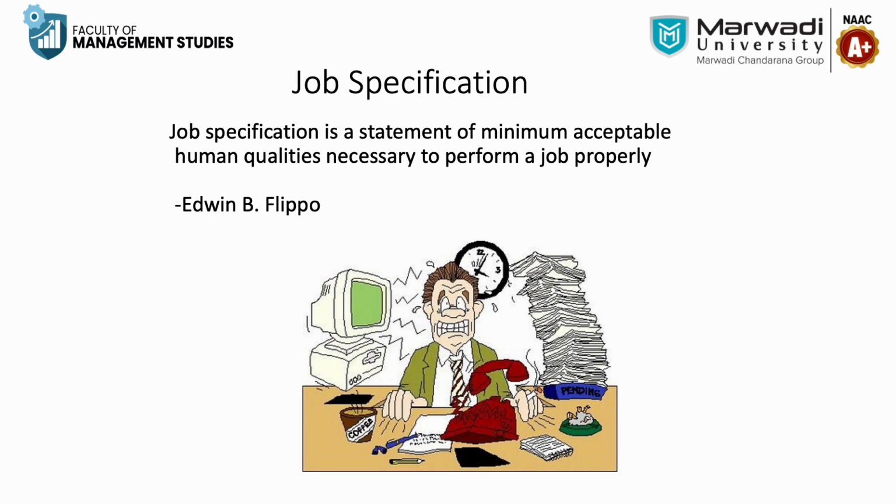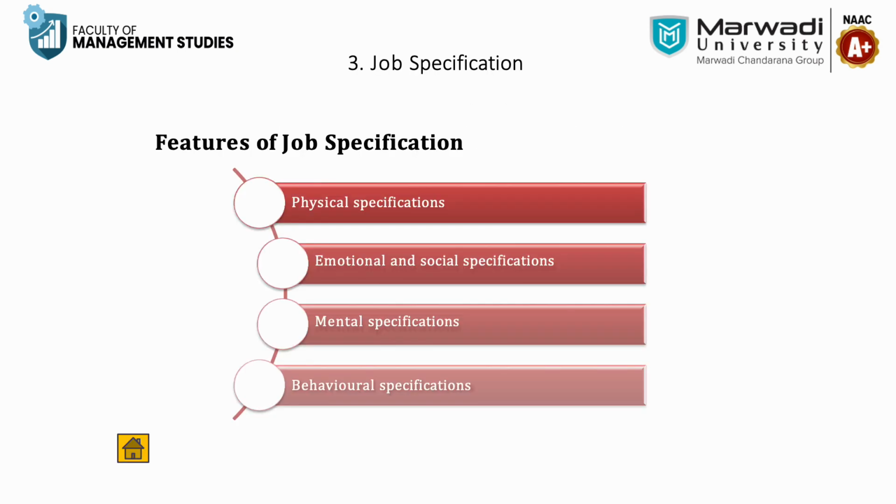See, it is mentioned over here, a definition given by Edwin Flippo. Job specification is a statement of minimum acceptable human qualities which are necessary to perform a job properly. Right? In order to perform a job properly, what things do you have to do? So, it is a statement of minimum acceptable human qualities. So, that is about job specification. Human qualities we are talking about.